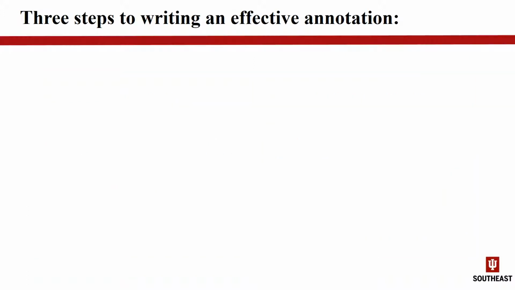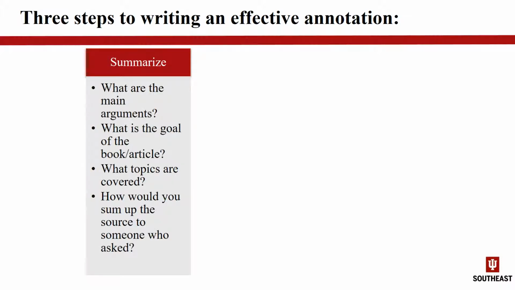While your professor's specific requirements might differ slightly from the steps here, generally, these are some questions you should respond to as you write your annotations. First, summarize the source. What are its main arguments? What is its goal? Generally, how would you sum up the source to someone who asked you to? Do it as concisely as possible. Even books can be summarized in a few sentences if you have a good understanding of the content.